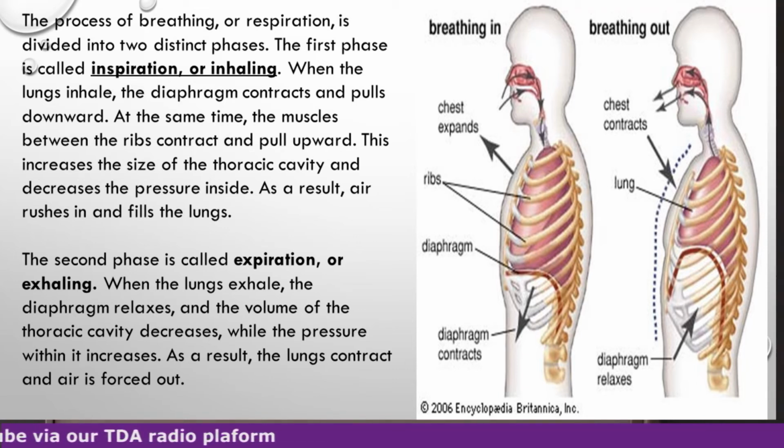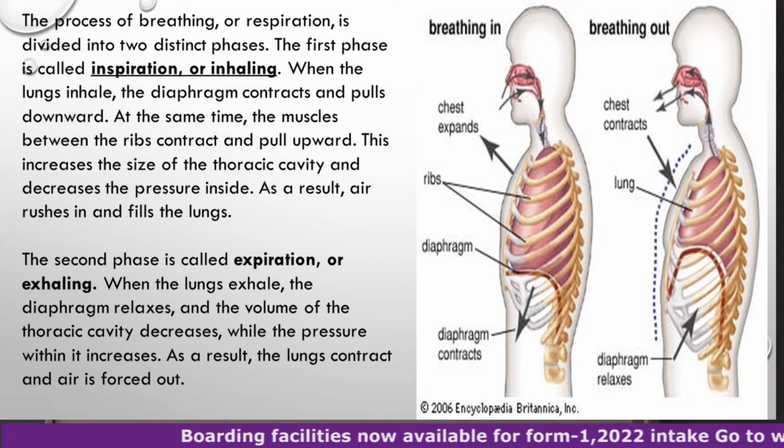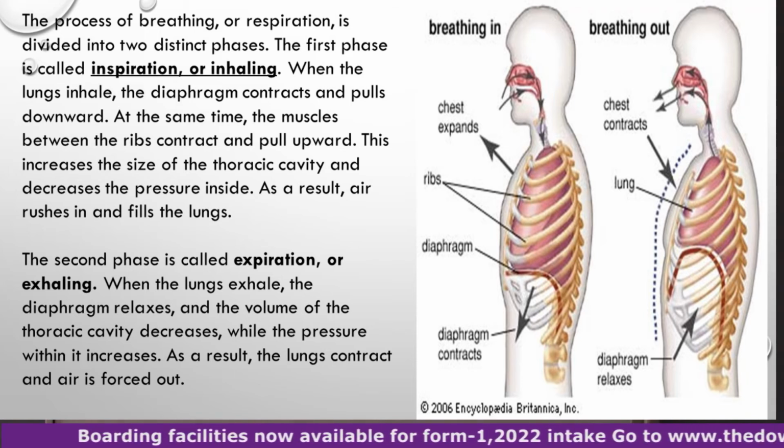So as you inhale, you can take a closer look at the red part here, which is our lung. As you can see, it is bigger in size. This is because air has rushed in and occupied our lung, thus making it bigger in size. And as it occupies the lung, our diaphragm here contracts, thus it moves downwards.